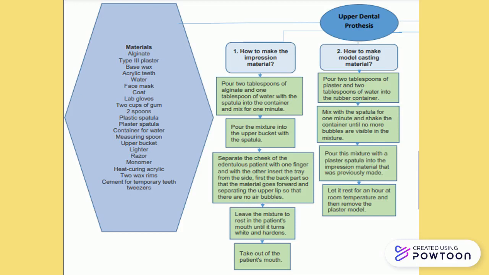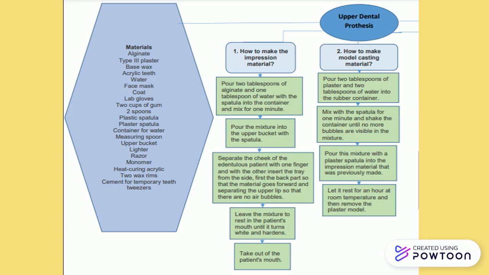Separate the cheek of the edentulous patient with 1 finger and with the other insert the tray for the upper jaw. First, the back part so that the material goes forward, and separate the upper lip so that there are no air bubbles. Leave the mixture to rest in the patient's mouth until it turns white and hardens. Take it out of the patient's mouth.